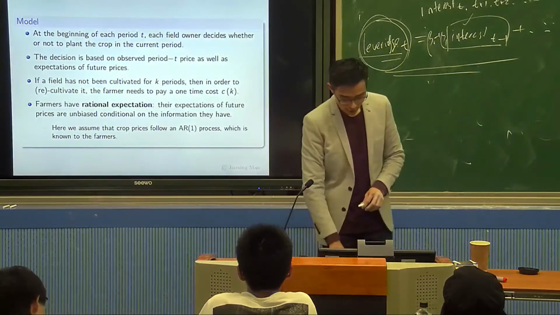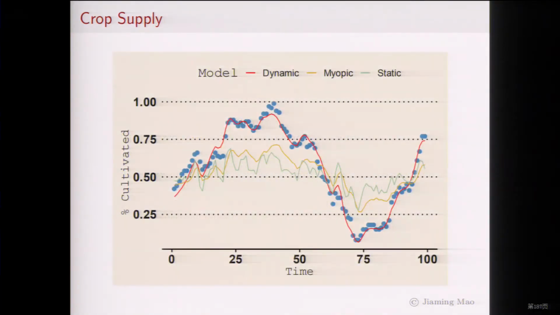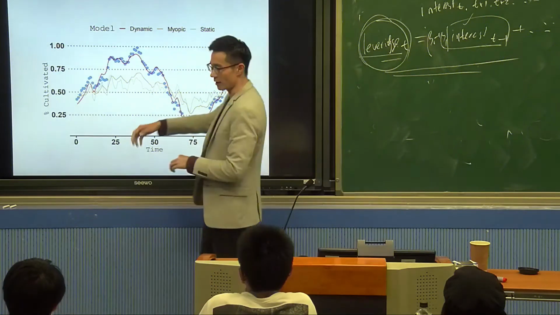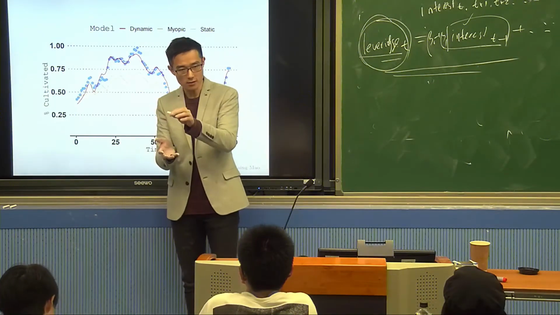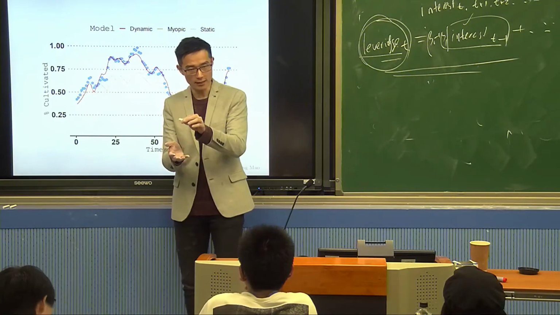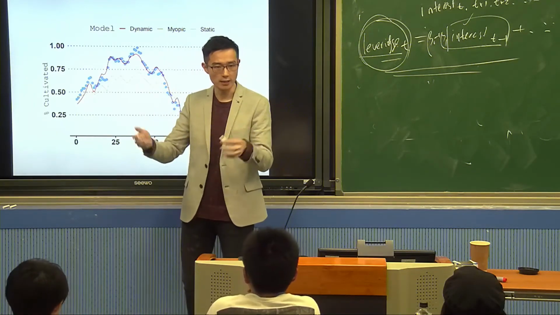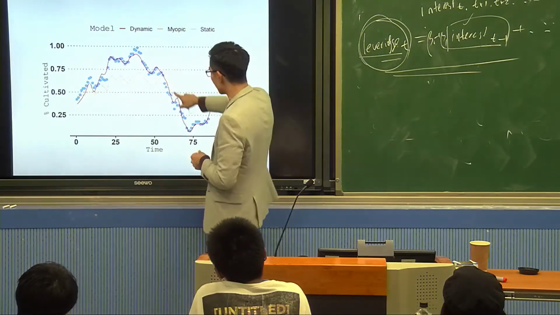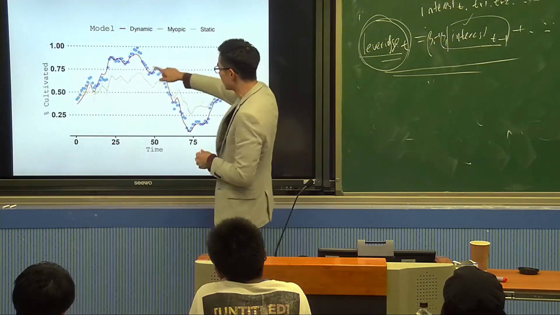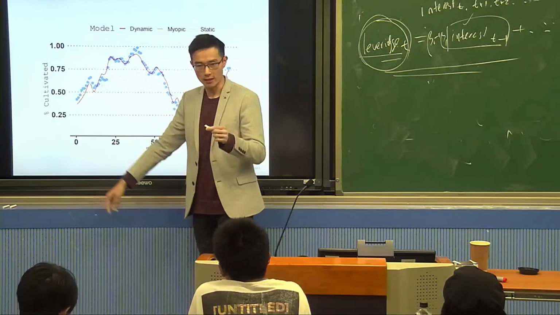Now, once we do that, then I can estimate. What can I estimate? I can estimate the cost this farmer faces, and I can estimate other parameters like utility and the preference parameters. And from those parameters, I can have this dynamic model. So this red line will be the prediction of my dynamic model.